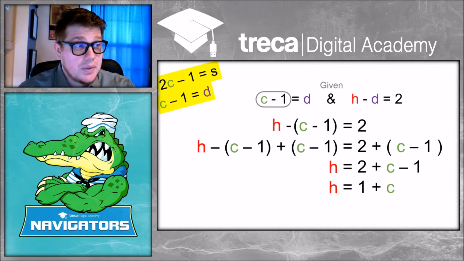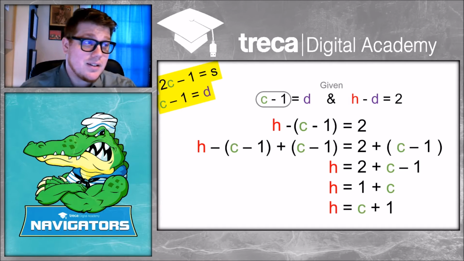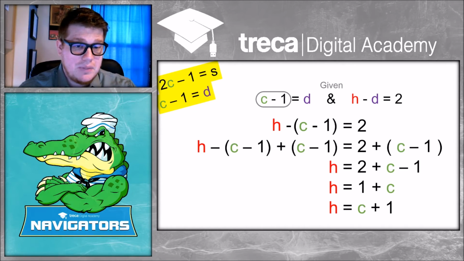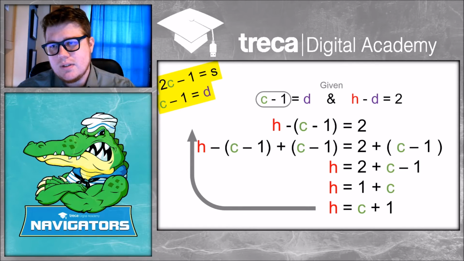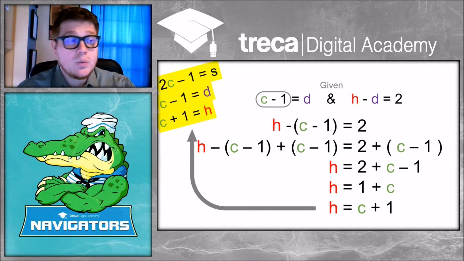And then I'm going to put those in alphabetical order because it bothers me. That's just how math should be written, in my opinion. So I'm going to put that up right up here. Clubs plus 1 equals hearts. Now I have spades, diamonds, and hearts in terms of clubs.